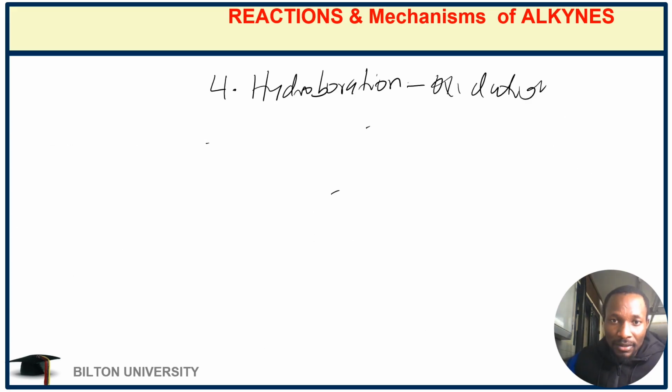Hydroboration oxidation is the addition of borane followed by oxidation to form a carbonyl compound. This carbonyl compound can be either an aldehyde or a ketone, depending on which type of alkyne you are dealing with, whether it is an internal or a terminal alkyne, as we are going to see in the example. So the first thing we need to do is hydroboration to form organoborane.